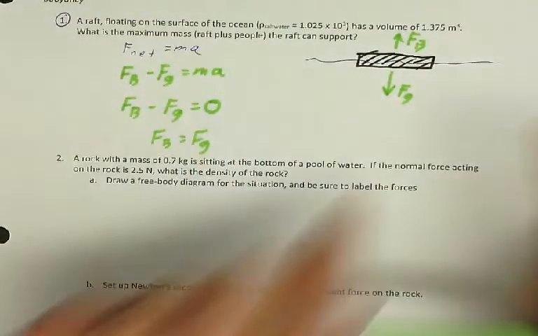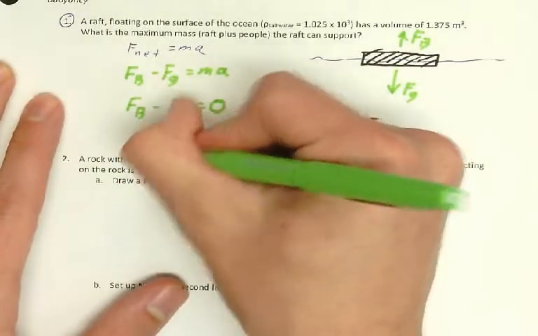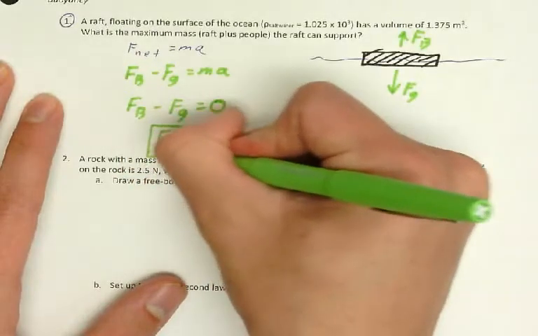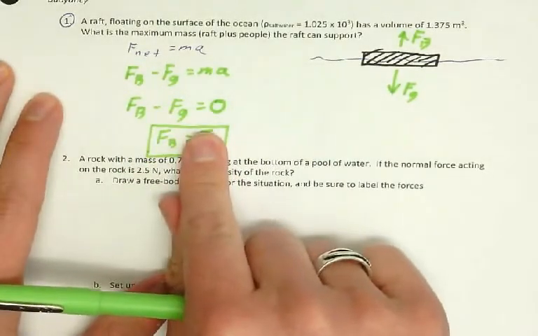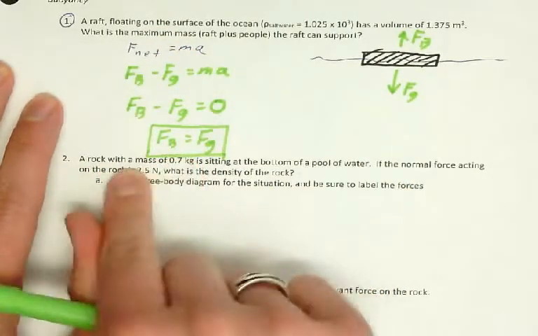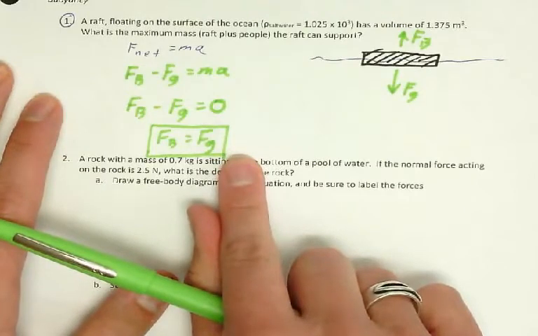If you look at a problem and it's floating, this is always true. FB equals FG. And I am totally fine with you starting here. Okay? I'm fine with you skipping these 3 steps before. I'm fine with you jumping right to FB equals FG. Totally fine with that. Okay?